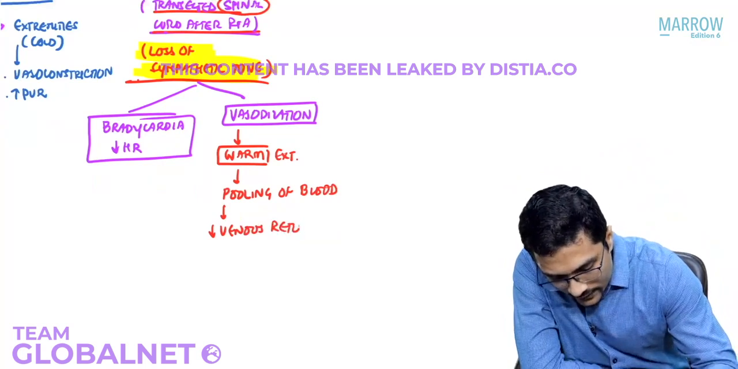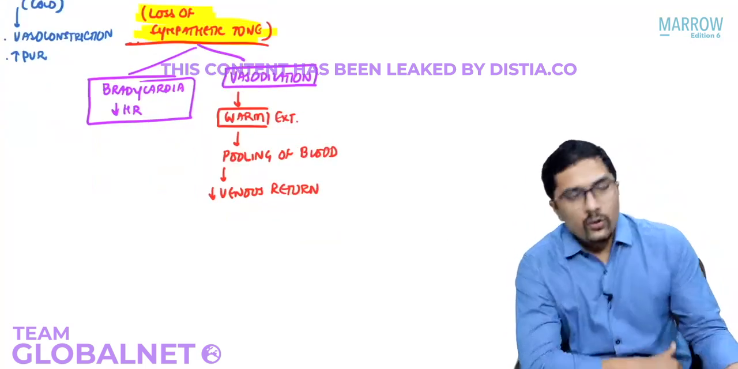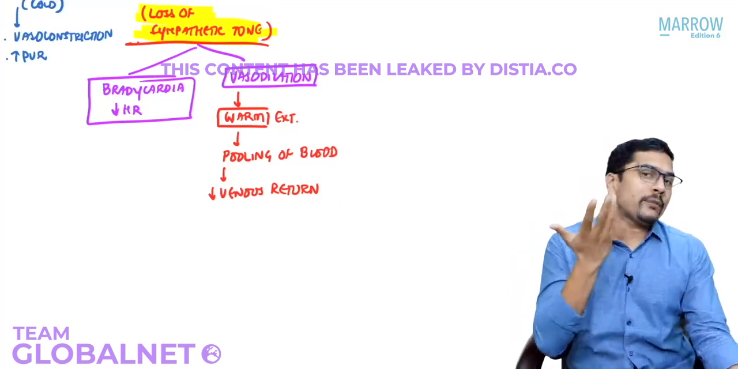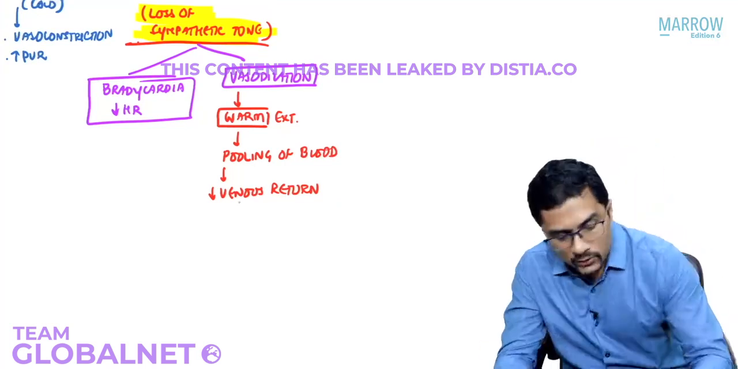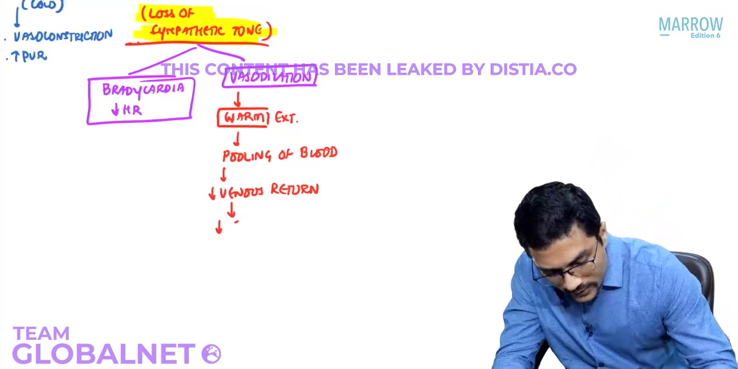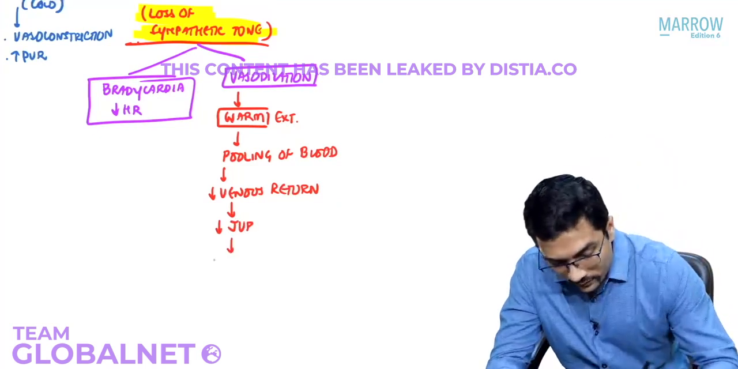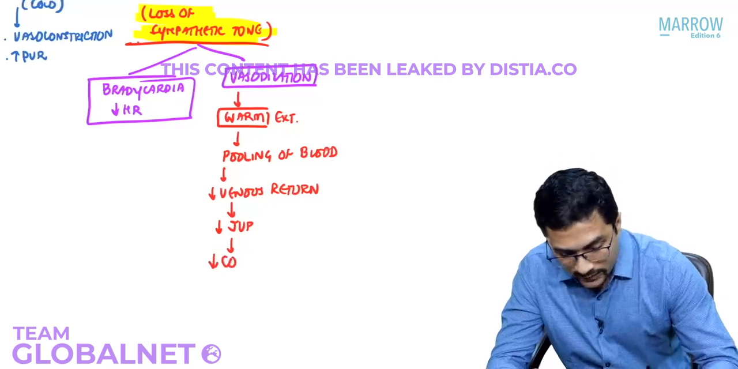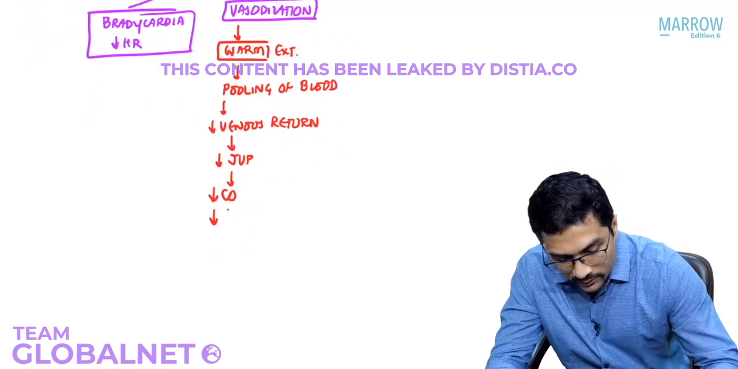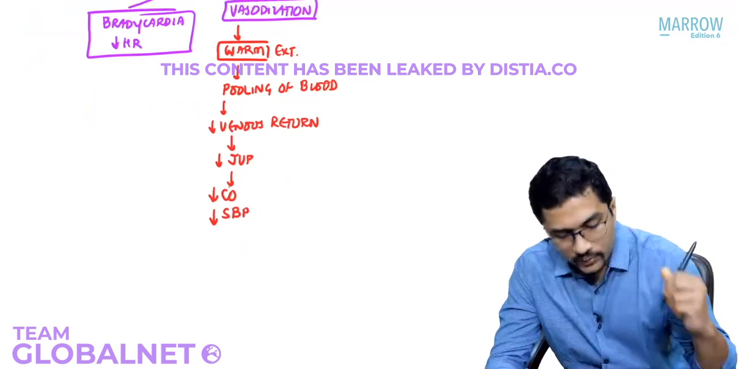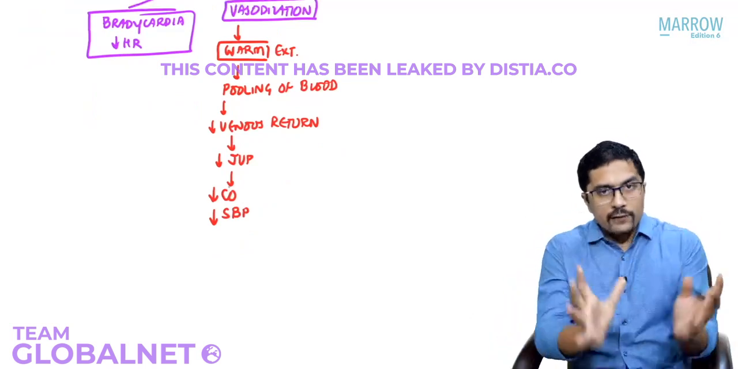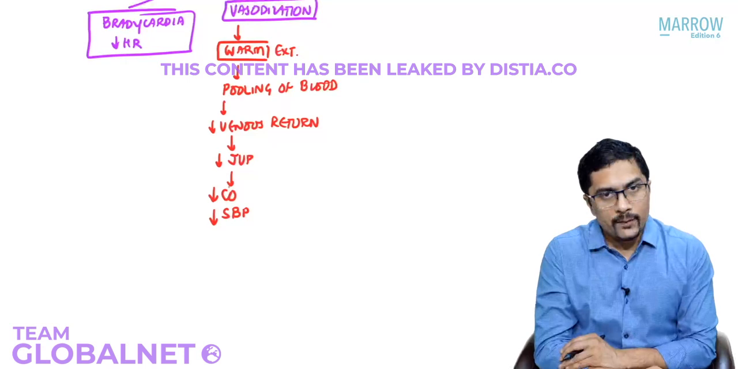Now, if there is decreased venous return, common sense question, what is going to happen to the preload? The preload is going to reduce. So decreased JVP because less blood is returning. Decreased JVP, decreased preload means decreased cardiac output, which means decreased systolic blood pressure. So this is the physiology behind neurogenic shock, right?